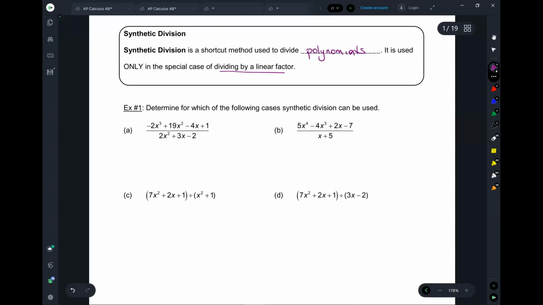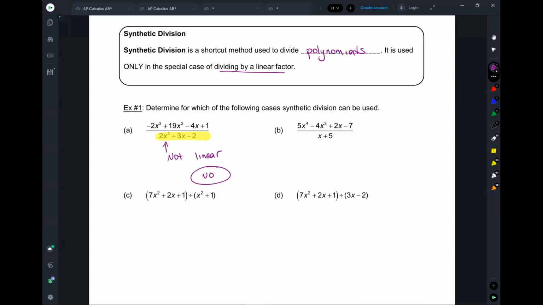So let's take a look at part A. This says determine for which of the following cases synthetic division can be used. So can we use it for this first one? No. Look at the denominator. It's not a linear factor, so no. I don't get what it means by using linear. So what does linear mean? When the highest exponent is a what? It's 1. So here you have an exponent of 2, so that's not a linear function.